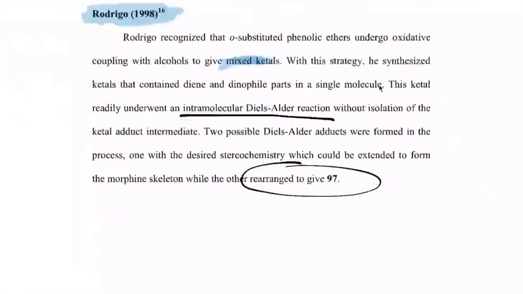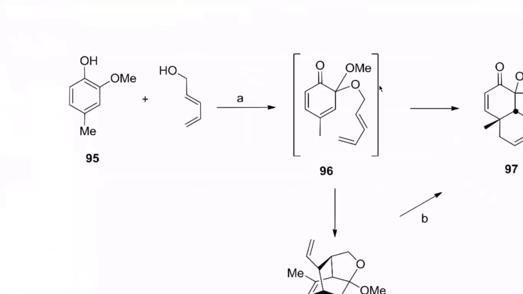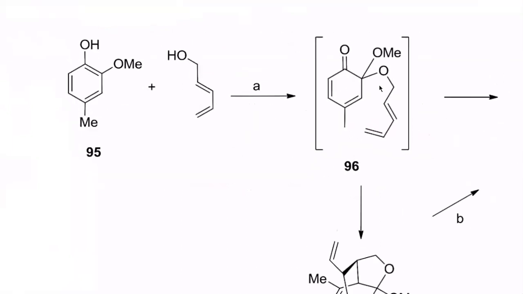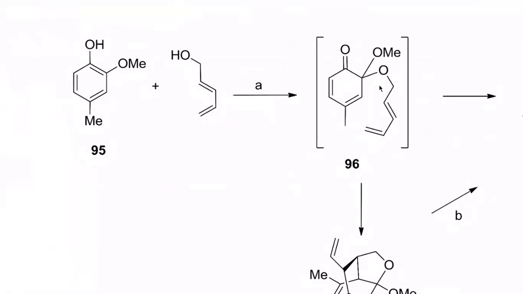So the Rodrigo group did this intramolecular Diels-Alder, and then he also included a Cope rearrangement so that he can get the maximum amount of product, because his Diels-Alder addition actually gave two products, right? So this is his strategy. So he wanted to use a compound like 96, which we call a mixed ketal.